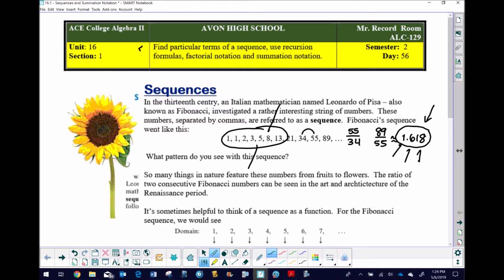We could go on and on and on. Talking about the spirals around a pineapple, the arrangements of the spires of a pine cone. All of them seem to gravitate towards these numbers, and it's really weird. It's really spooky.